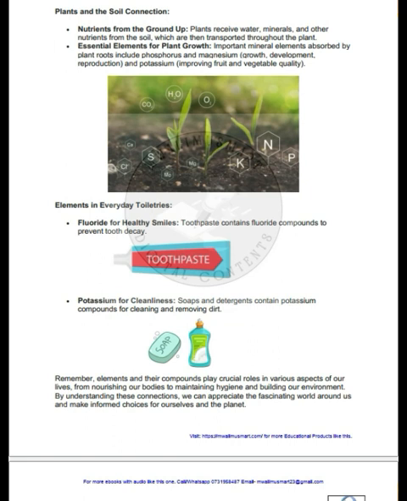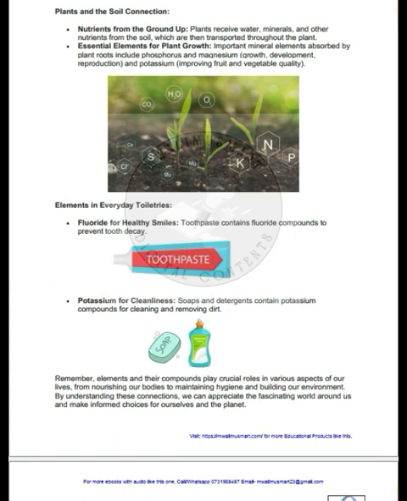Elements in everyday toiletries. Fluoride for healthy smiles. Toothpaste contains fluoride compounds to prevent tooth decay. Potassium for cleanliness. Soaps and detergents contain potassium compounds for cleaning and removing dirt.